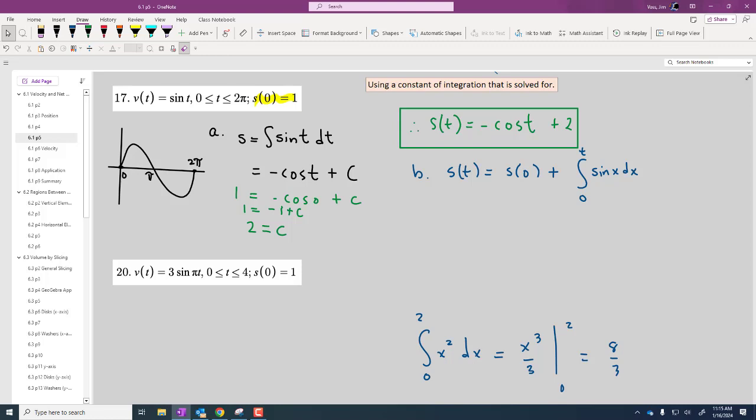Okay, so now we plug in what we know. S of 0 is 1. And then if we integrate sine, we get negative cosine of x. And that negative cosine of x is evaluated on the interval from 0 to t.